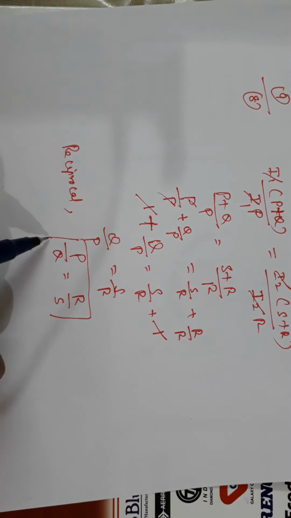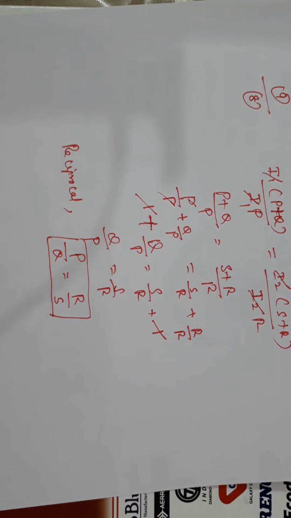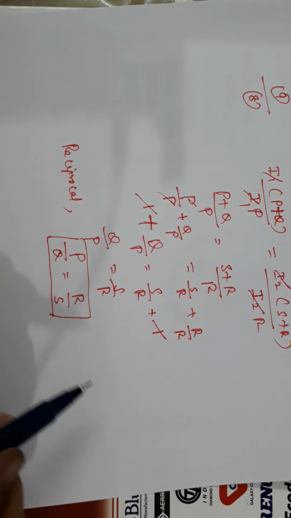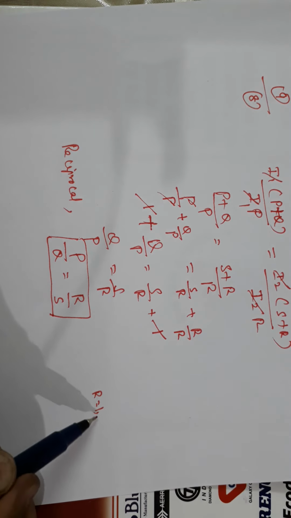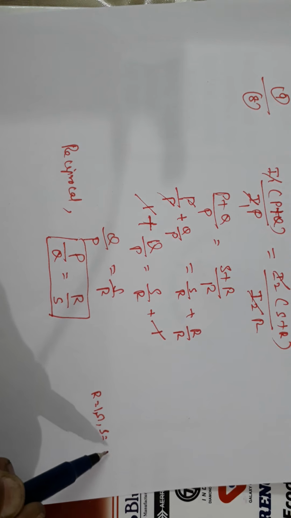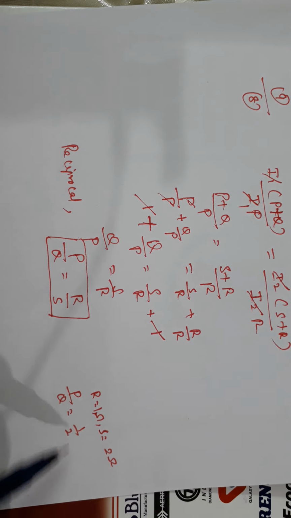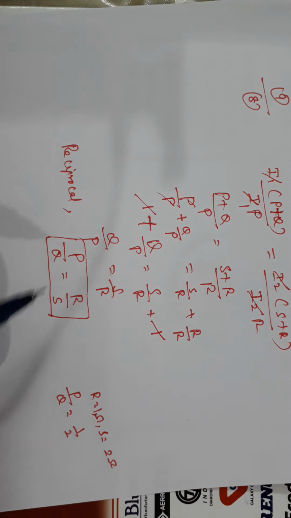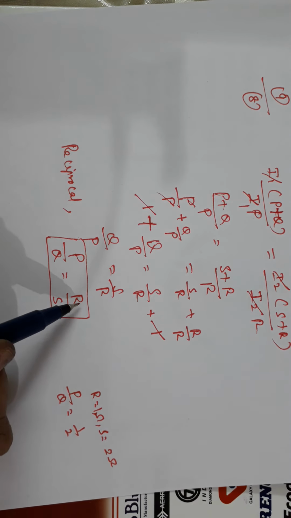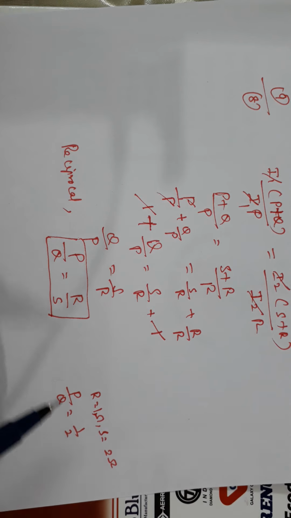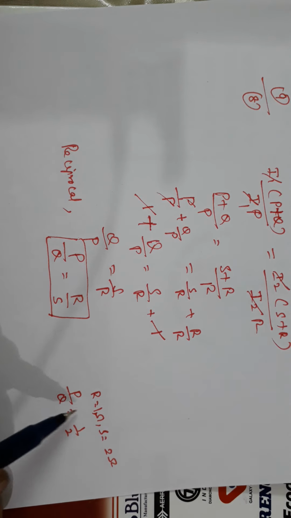So this is the bridge balance condition: P by Q is equal to R by S. So what is the use of this? If you know the value of R and S, let R is equal to 1 ohm, S is equal to 2 ohm. Okay. So P by Q is equal to 1 by 2, right, children? So if adjacent resistances are known, R and S values are known, you can compare the unknown resistances.